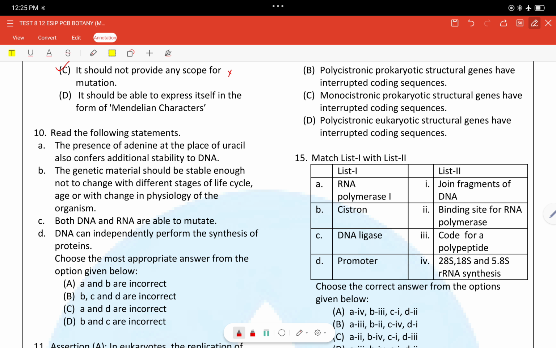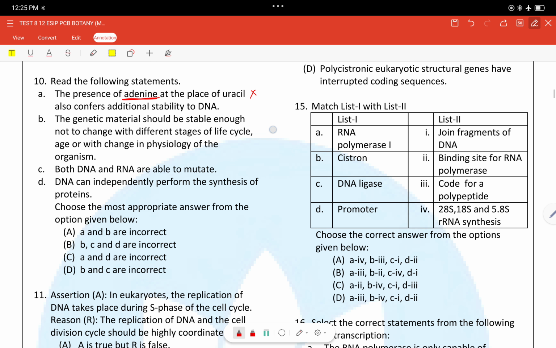Next, read the following statements and we have to find the incorrect statement. The presence of adenine at the place of uracil also confers additional stability to the DNA. If we consider the statement, then there should be thymine. The presence of thymine at the place of uracil also confers additional stability to the DNA. So this statement is incorrect.